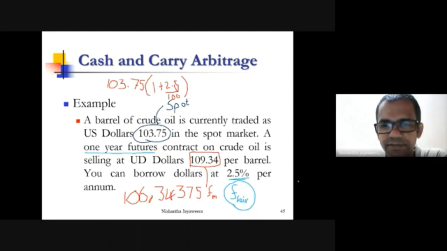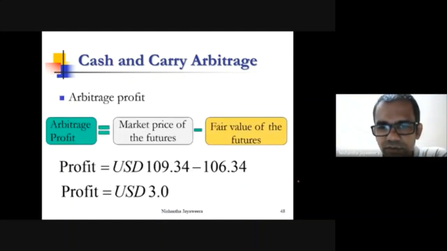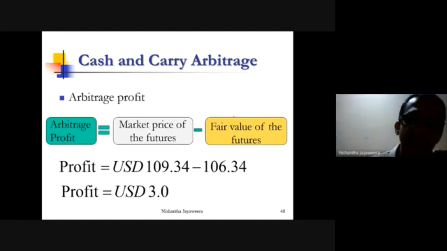2.996, something like that. So almost $3, if you take it as 109.34 and 106.34. So you can earn an arbitrage profit of $3. That's the difference between the market price of the futures contract and the fair value of the futures contract.